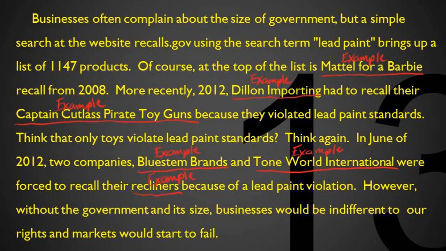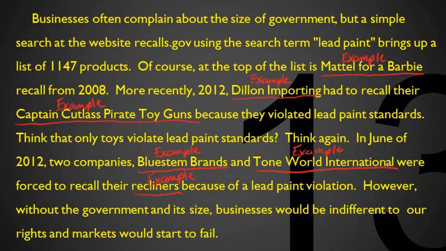Of course, at the top of the list is Mattel for a Barbie recall from 2008. More recently, 2012, Dillon Importing had to recall their Captain Cutlass pirate toy guns because they violated lead paint standards. Think that only toys violate lead paint standards? Think again. In June of 2012, two companies, Blue Stem Brands and Tone World International, were forced to recall their recliners because of a lead paint violation.